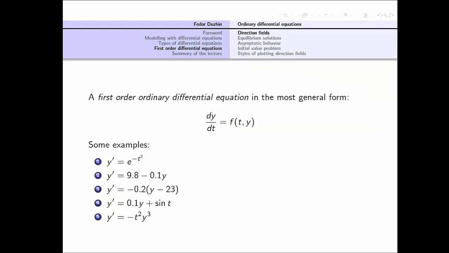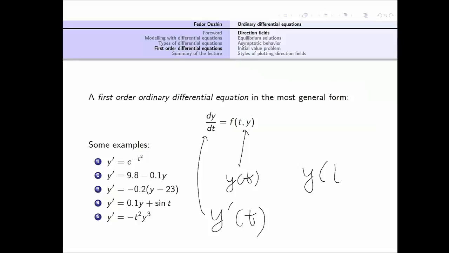So let me emphasize that this is important, that this y is actually y of t, and this dy dt is actually y prime of t. Right, so for example, if the right-hand side contains y of, I don't know, t minus 1 or something like this, that is not allowed.